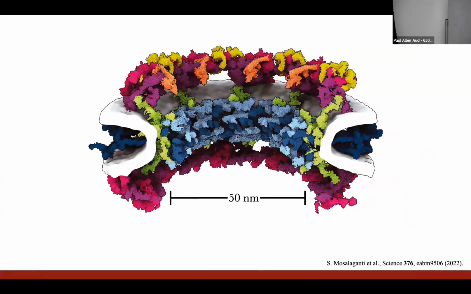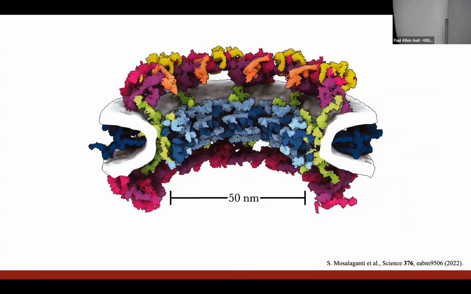We're, of course, missing out on dynamics, right? We've frozen our sample, and so we're looking at all of the averages again. And there's still a set of proteins that we can't see because their masses are just too low to get sufficient contrast to do this image overlaying.